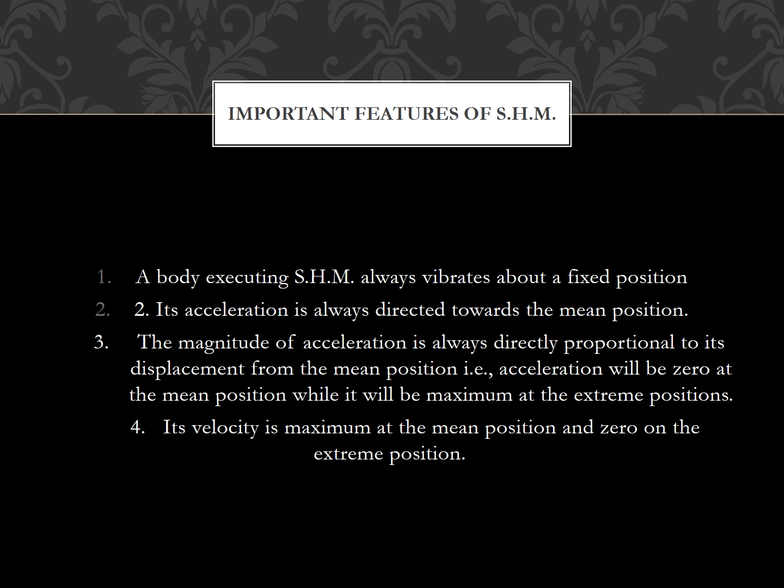Number one, a body executing simple harmonic motion always vibrates about a fixed point. Number two, its acceleration is always directed towards the mean position. Number three, the magnitude of acceleration is always directly proportional to its displacement from the mean position. That is, acceleration will be 0 at the mean position, while it will be maximum at the extreme positions. Similarly, its velocity is maximum at the mean position and 0 at the extreme position. These are all the points that we have discussed in all the three examples.